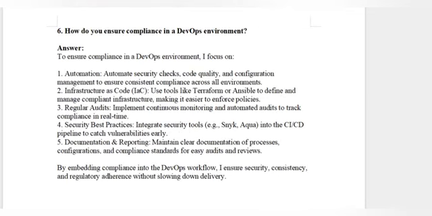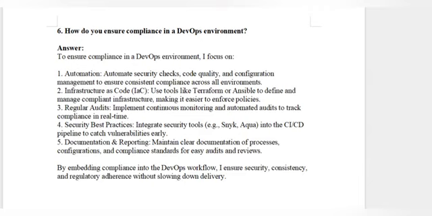Question number 6. How do you ensure compliance in a DevOps environment? You can answer this question as, to ensure compliance in a DevOps environment, I focus on, first, automation. Automate security checks, code quality, and configuration management to ensure consistent compliance across all environments.